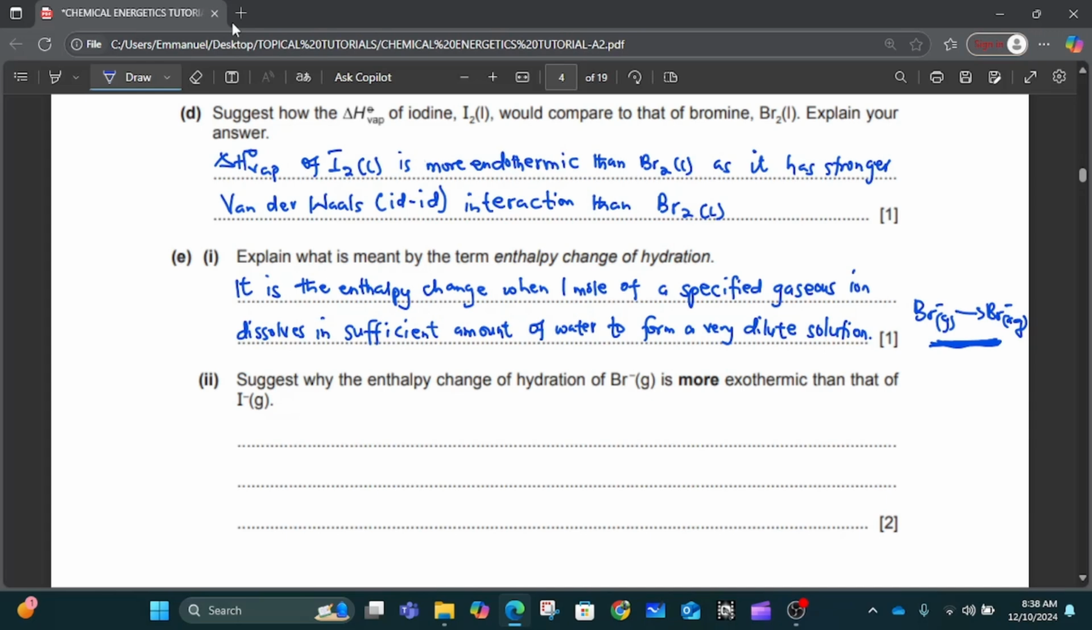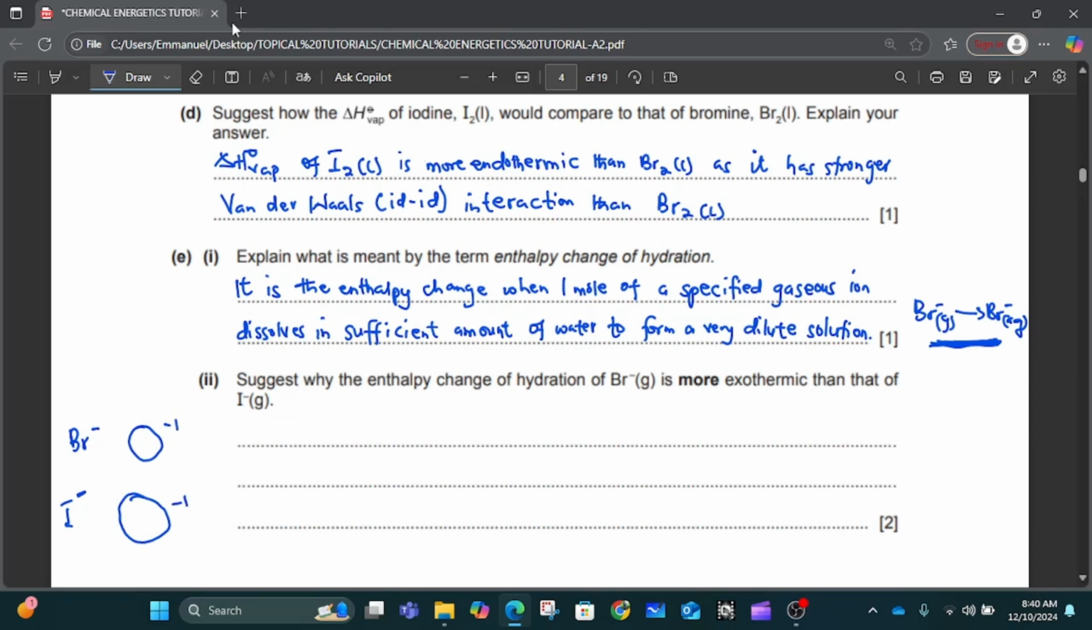II. Suggest why the enthalpy change of hydration of Br minus gas is more exothermic than that of I minus gas. Bromine and iodine are in the same group, group 7. And if you check the ionic sizes, you realize that since iodine is at the bottom, it will have a bigger ionic radius than bromine. Both bromine and iodine gain 1 electron to form a minus charge, so they both have a -1 charge on them.